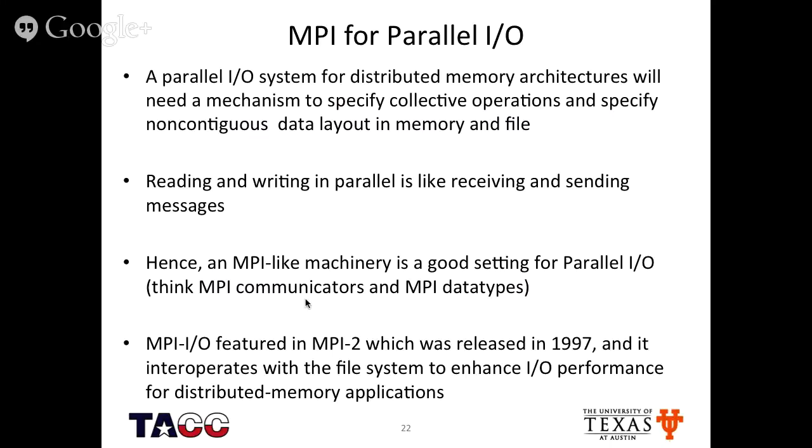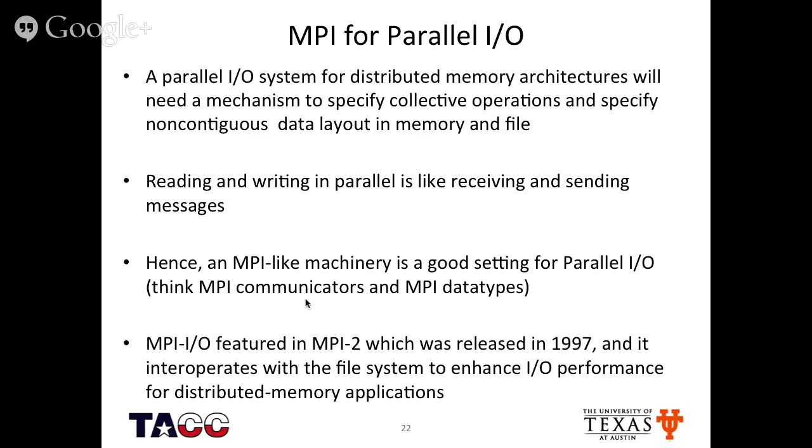And you can imagine that when you're doing reading and writing in parallel, it's just like sending and receiving messages, right? So basically, this MPI machinery is good for parallel I/O because it already lets you do sends and receives. It lets you do broadcast. It has collective modes which are highly optimized and point-to-point mode. So I will go more into those APIs and collective and non-collective mode in the upcoming slides.